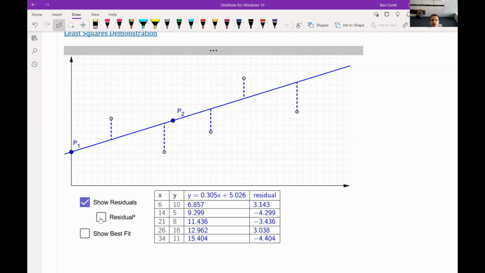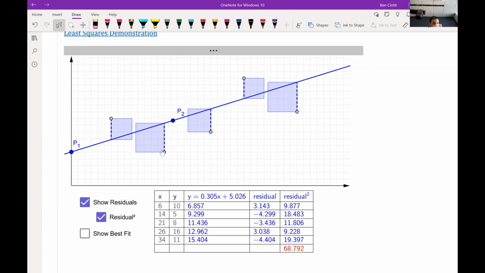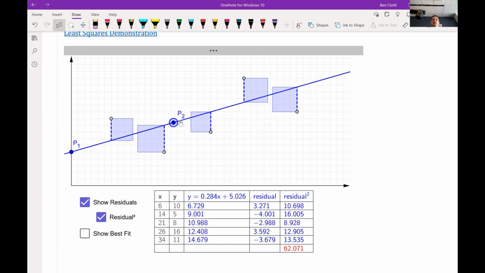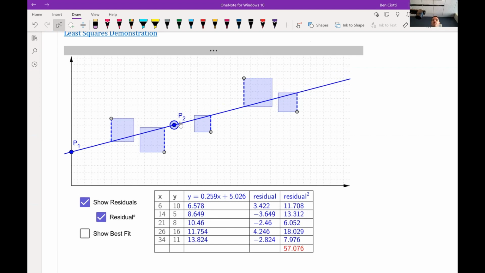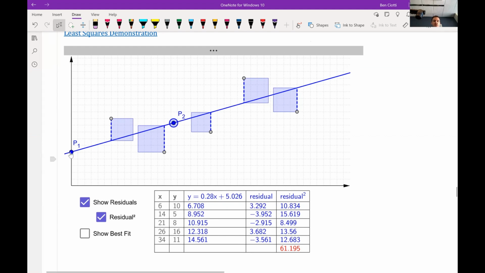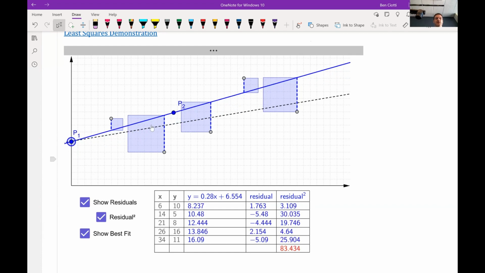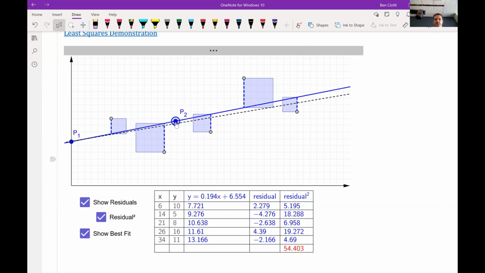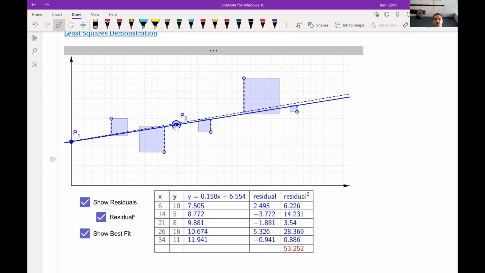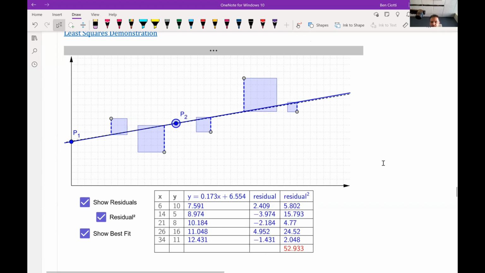So if I display squares for each of those residuals, we want the line of all possible lines that makes those blue square areas smallest. And it looks like it might be somewhere around here. Here, in fact, this demonstration will even calculate it for me. There, it turns out that that black dotted line among all possible lines is the one that minimizes the total blue square area.